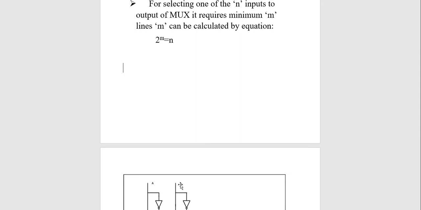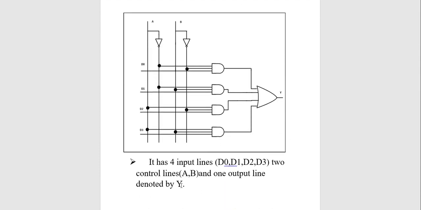Okay, so here now students we are going to study the 4:1 multiplexer. In the 4:1 multiplexer we have 4 different inputs with 2 select lines, or you can say control lines, and one output. Your 4 inputs are denoted as D0, D1, D2 and D3, whereas your select lines are 2, that is A and B.